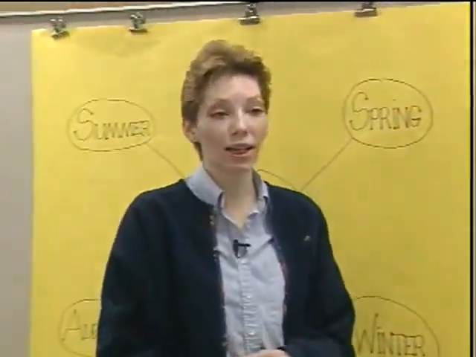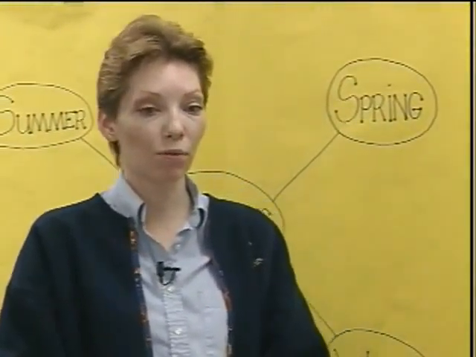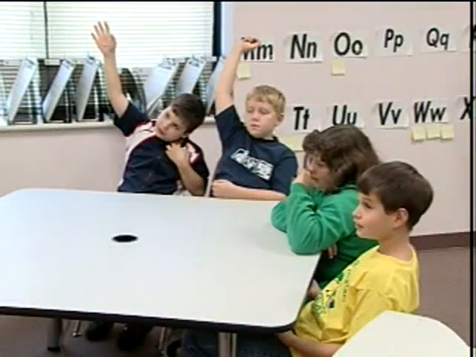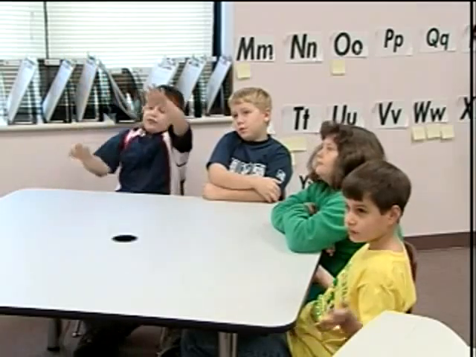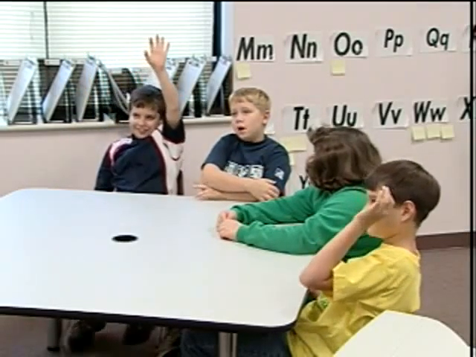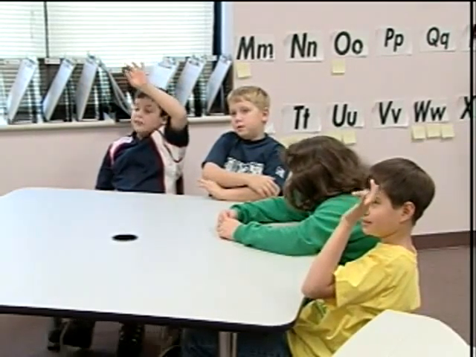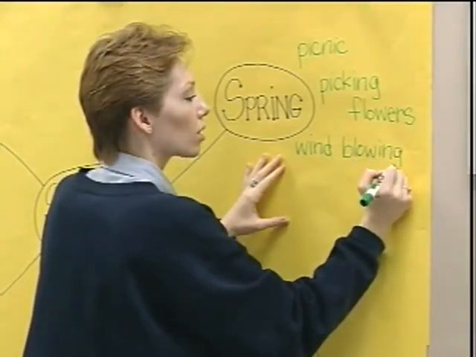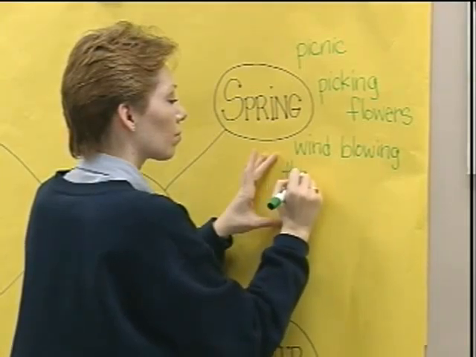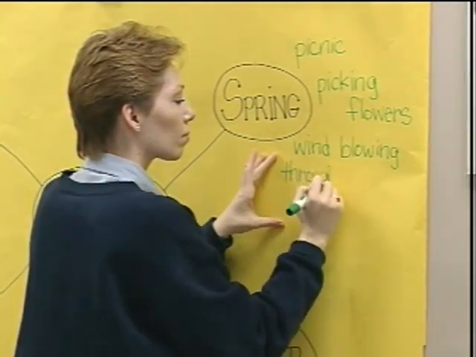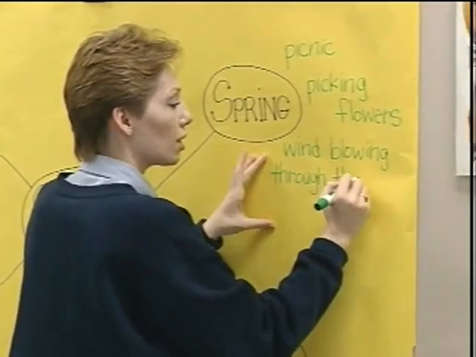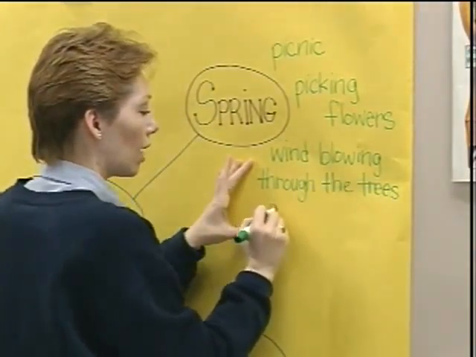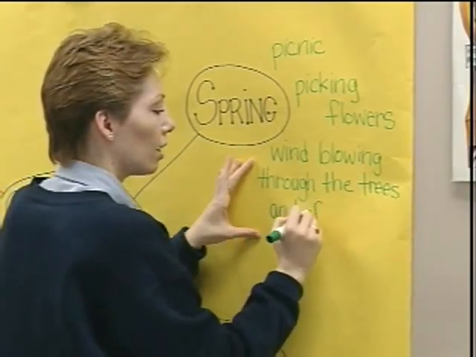Okay, that was 30 seconds of the spring portion of the 4 seasons. So let's think of some words that reminded you of spring. Jerry? The wind blowing through the trees and the flowers. Okay, wind blowing through the trees and flowers. Is that correct? Okay.